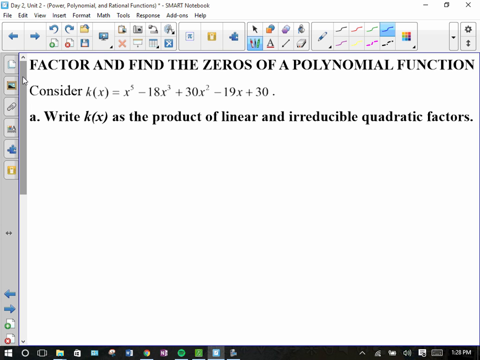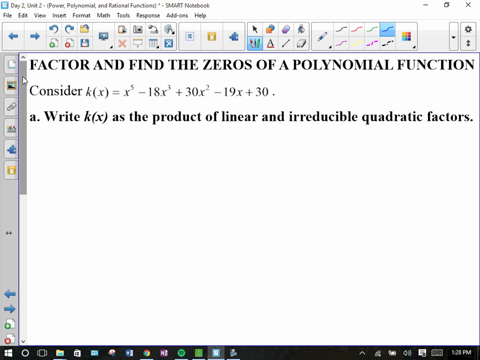Walk with me here. If I'm trying to find the zeros, I need to write these down as linear factors. What would be the first thing that you guys want to do? Look at the exponent. How many zeros does this polynomial have? It has 5. We know for a fact that it has 5 zeros. We don't know if they're real. We don't know if they're positive or negative yet.